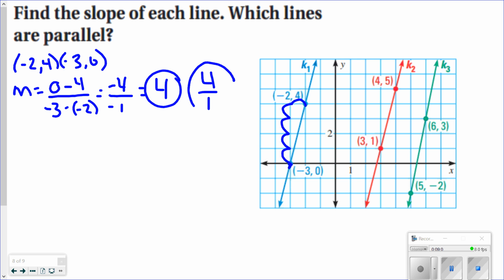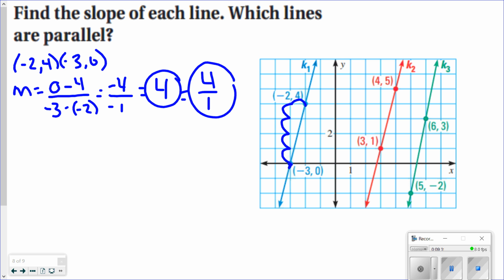Do you see how I got the same slope? So if it's graphed, you can actually count instead of doing your slope formula, but I think it's nice to practice how to use the formula in case you don't have a graph in front of you.